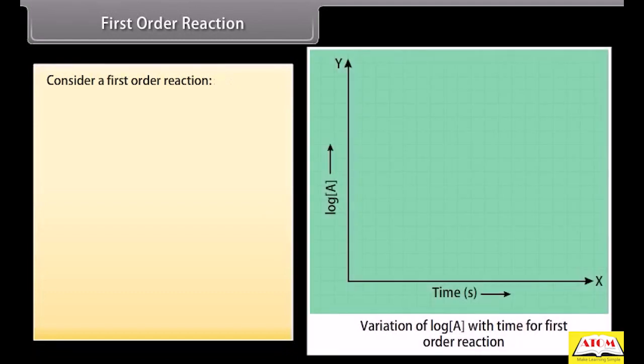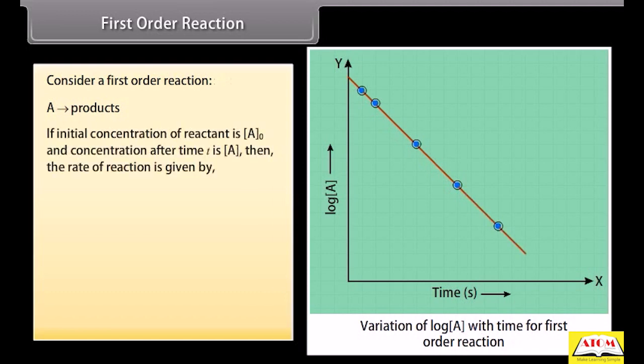First-order reaction. Let us consider a first-order reaction in which A is changing into products. If the initial concentration of reactant is [A]0, and concentration after time t is [A], then the rate of the reaction is given by minus d[A] by dt is equal to the product of k and [A]. It can be written as minus d[A] upon [A] is equal to k dt.